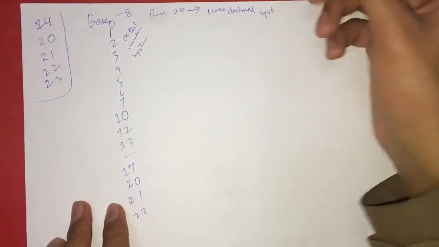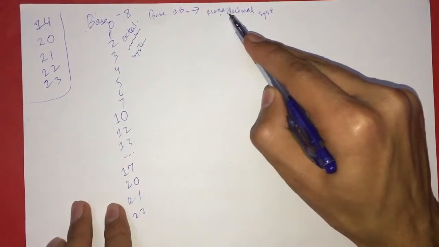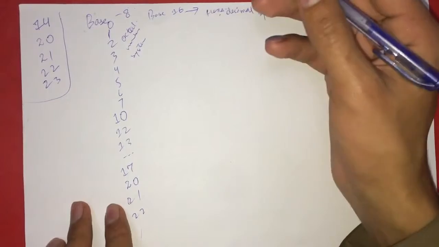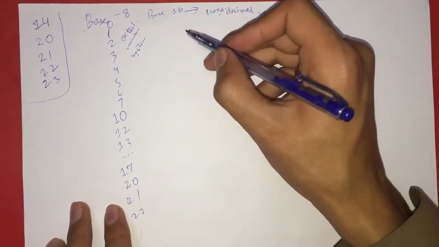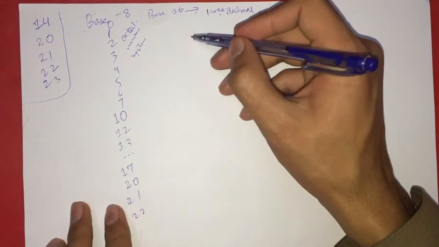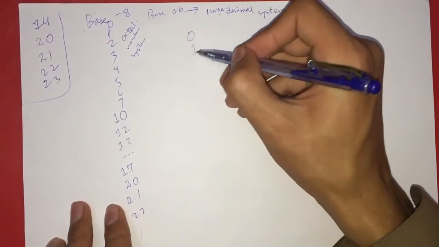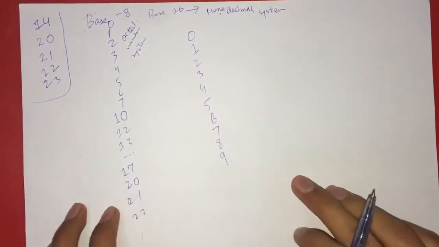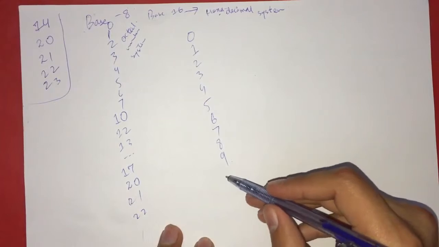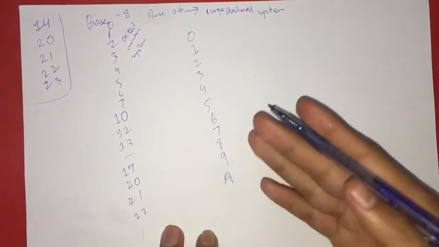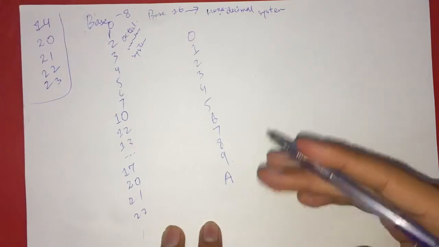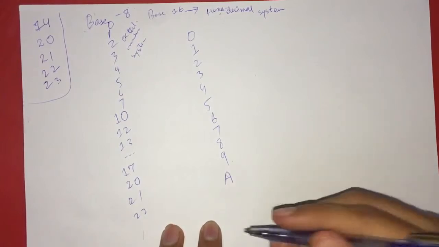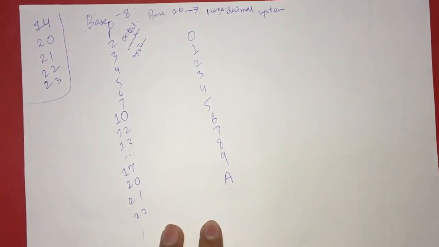Hexa means 6 and decimal means 10, so that makes 16. So the hexadecimal system, and the way we write it, as you know, the person who introduced it wrote it like this. 0 1 2 3 4 5 6 7 8 9, and after 9, in place of 10, we start using the English capital alphabets instead of the numbers themselves.